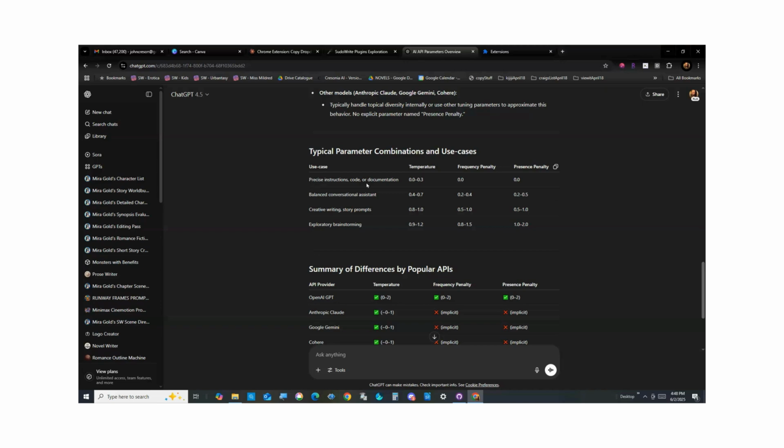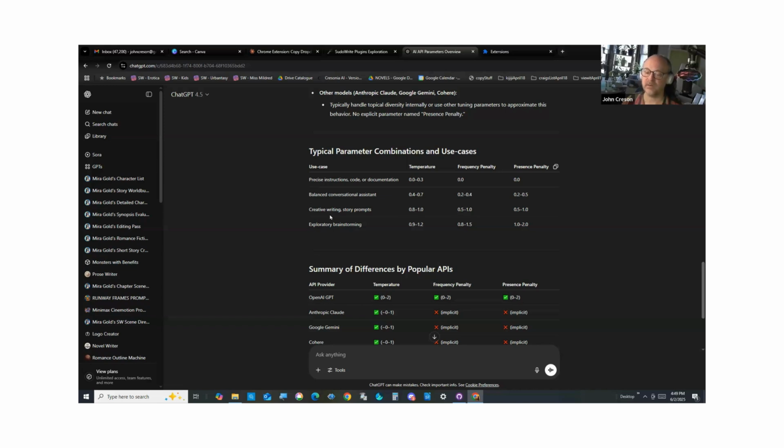So if you're looking for precise instructions, use a very small temperature, no frequency penalty, and no presence penalty. For balanced conversational assistance, it's like 0.4 to 0.7 temperature, 0.2 to 0.4, 0.2 to 0.5. Creative writing, 0.8 to 1. So we're using 0.85 by default, and 0.5 to 1 frequency penalty. That is interesting because our default is 0.25.